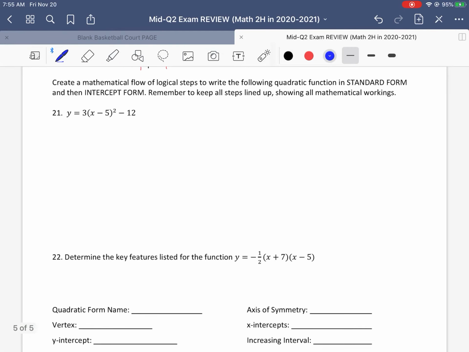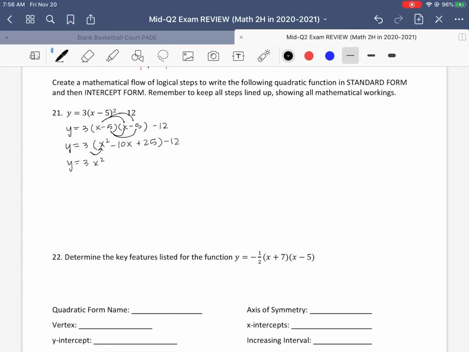One of the last lessons we did was creating mathematical flows between all the forms. So this one is in vertex form, and we are going to move it into standard form and then intercept form. So again, if we are expanding this, we know that the x minus 5 squared means that there are 2 of these binomials multiplying together. So if I go ahead and FOIL that, I end up with x squared, -5x and -5x give me -10x, plus 25.